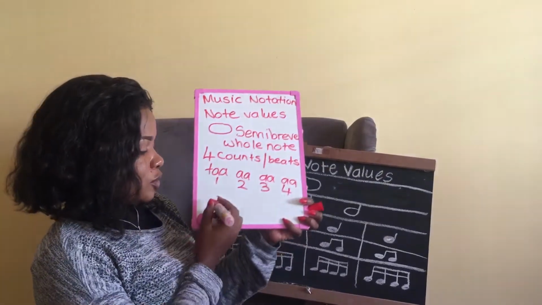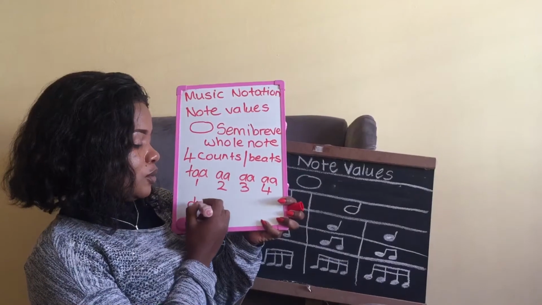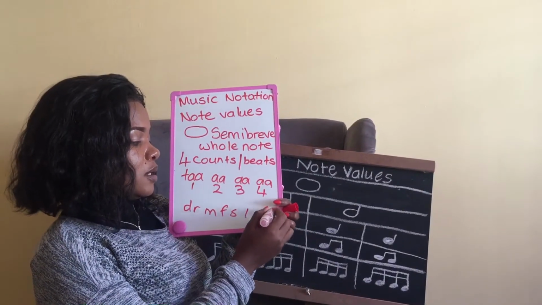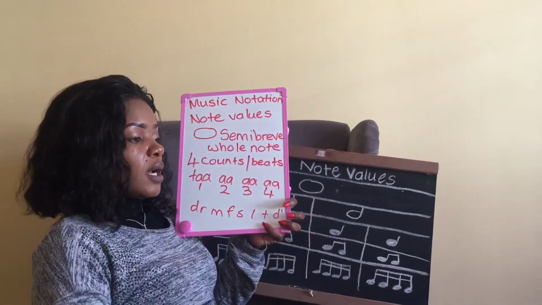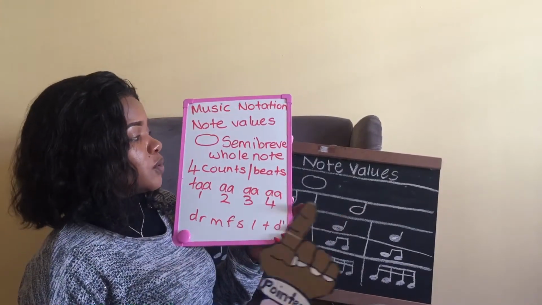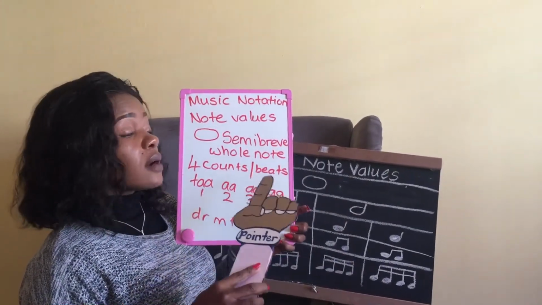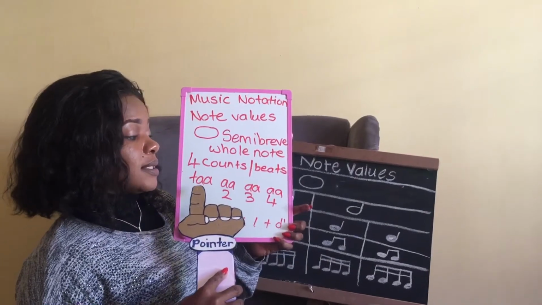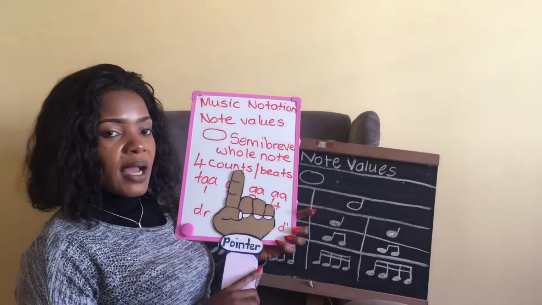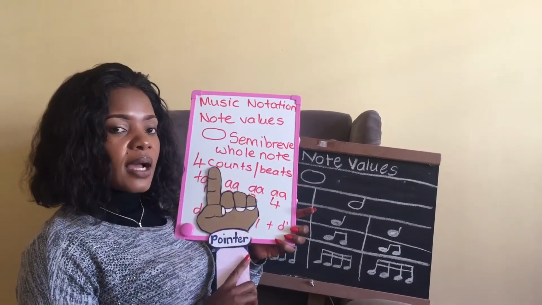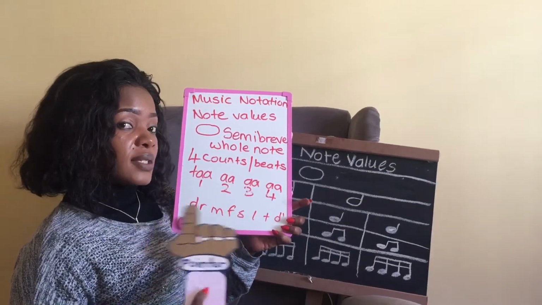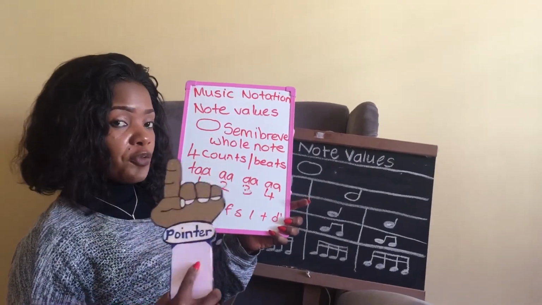I'm also going to put the modulator here: do, re, mi, fa, sol, la, ti, do. It's going to help us see the value of the note. We said it has 4 counts and it's ta, ah, ah, ah. Now we can clap it like this: Ta, ah, ah, ah. So you hit it once and you sustain it for 4 beats or 4 counts.